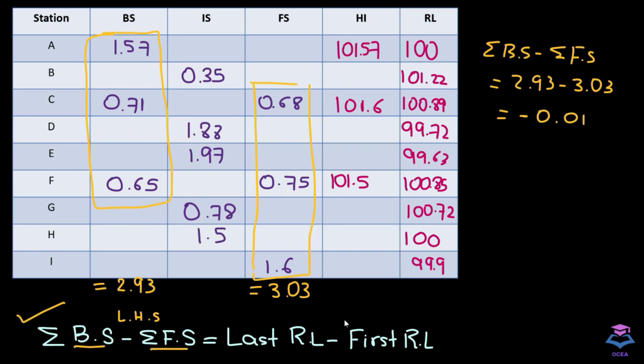Now let's try to calculate the right hand side. So right hand side is equal to last RL minus first RL. Last RL is this value, 99.9, minus first RL. So first RL is this value over here. And if you subtract them, take the difference, it's coming out to be 0.01. And you can see left hand side is equal to right hand side, which means that our calculations are mathematically correct.